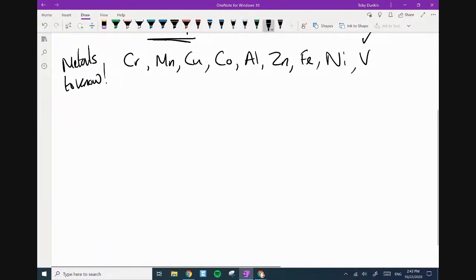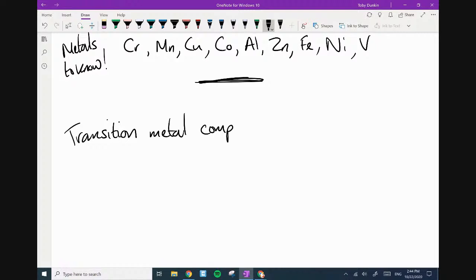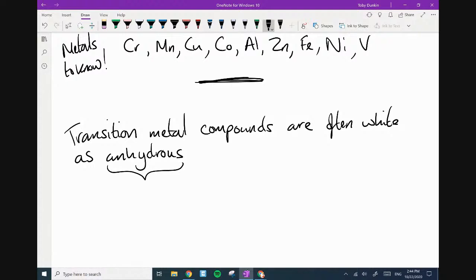So now that we've got the list of metals that we're going to learn about, I just want to talk to you about what this means in terms of being in water. Okay, so transition metal compounds are often white as anhydrous. That means without water.